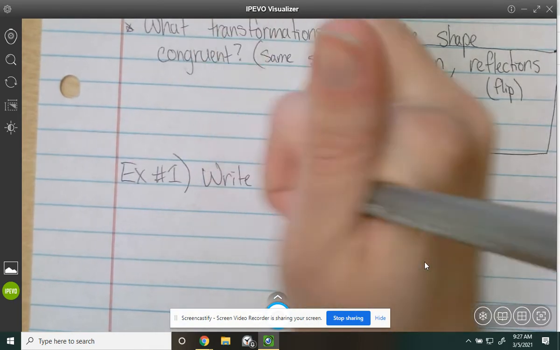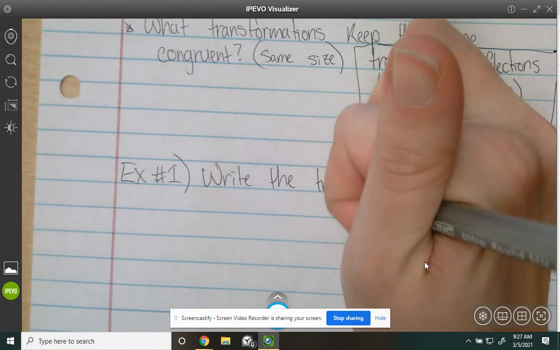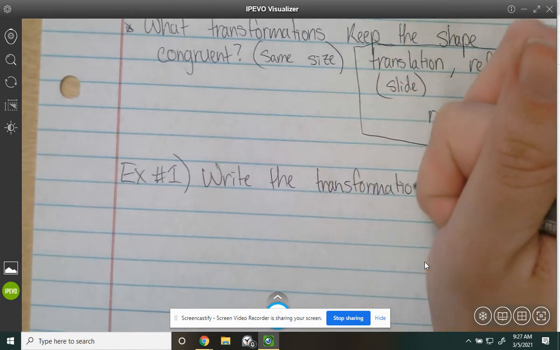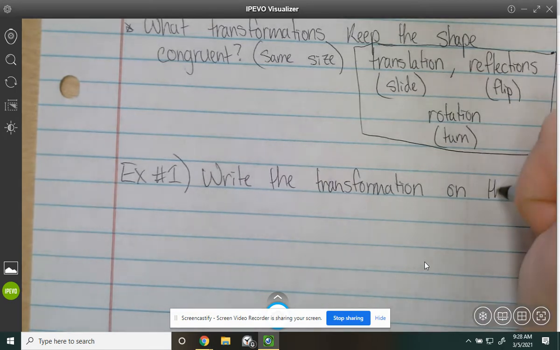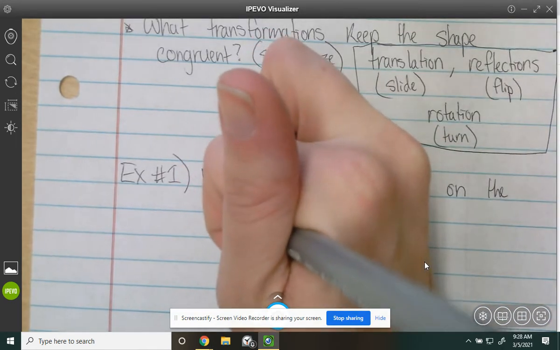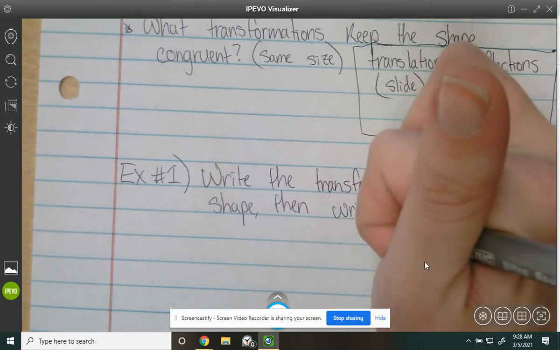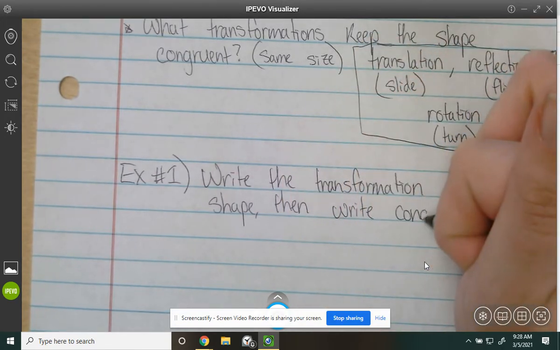Write the transformation on the shape, then write congruence statements.